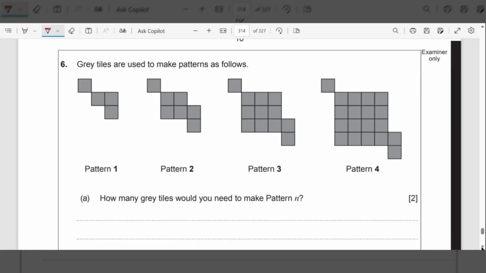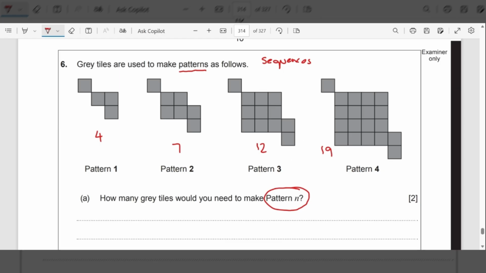How many tiles would you expect in pattern N? Patterns, another word for sequences. Nth term. Pattern N, nth term, just another way of writing it. Well, I can't do nth term with pictures. I've got to change these into numbers. Okay, so there's 4, then 7, then 12, then 19.